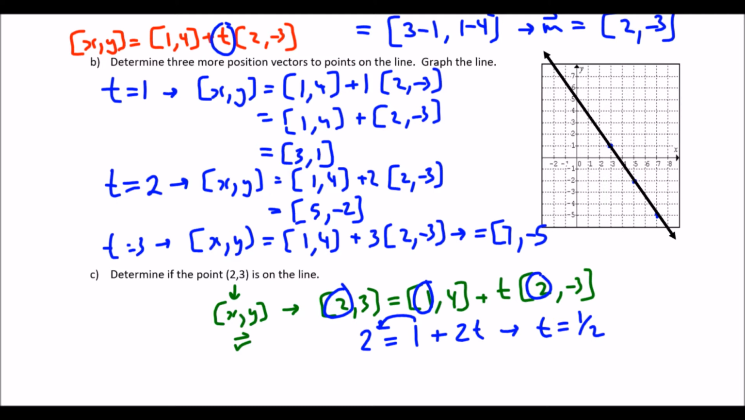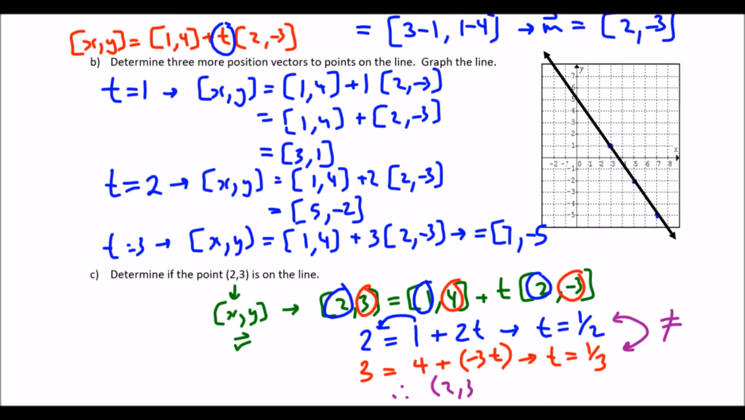Okay, the second one, I'm going to take all my second coordinates and solve for t again. So I'm going to have 3 = 4 minus 3t. Bring this over, so I get negative 1. Negative 1 divided by negative 3 is t equals 1/3. Are these two equal? These two are not equal. Therefore, (2, 3) is not on my line.